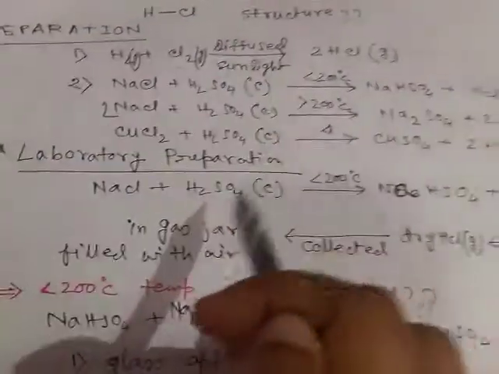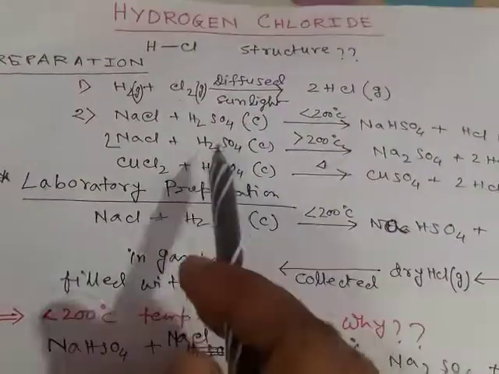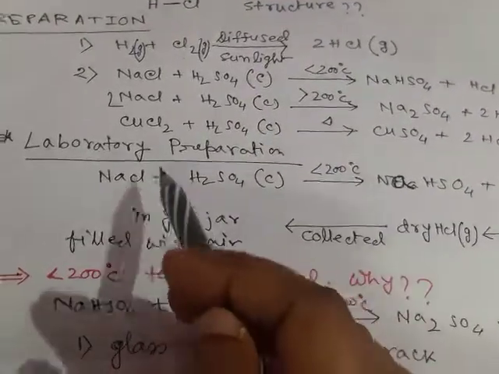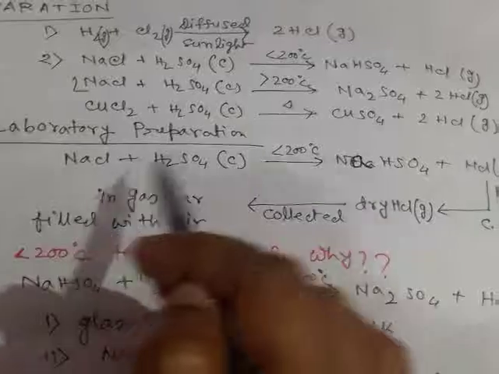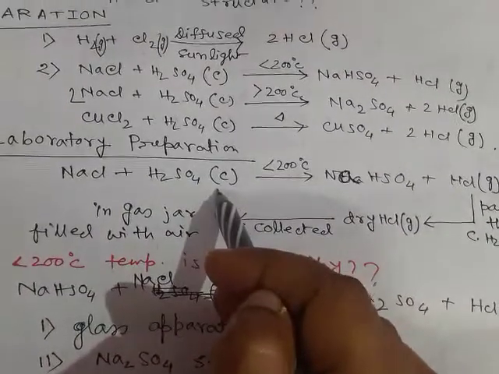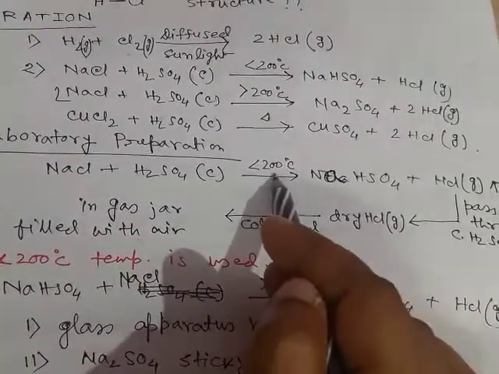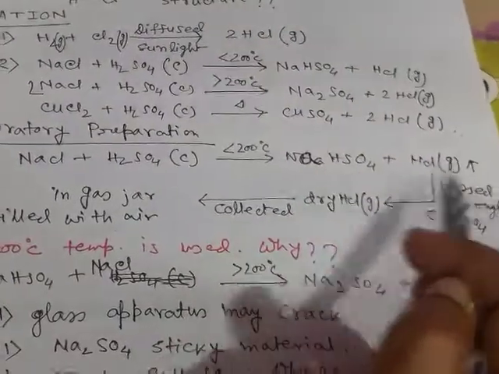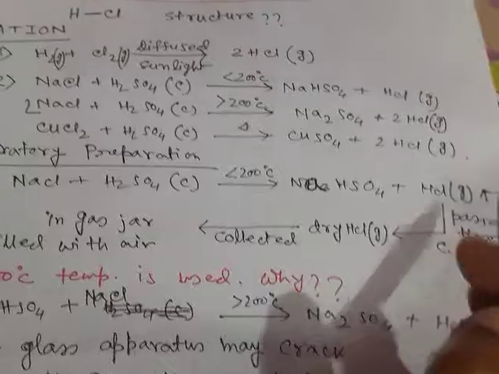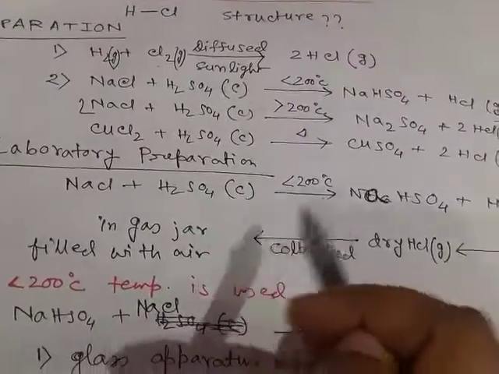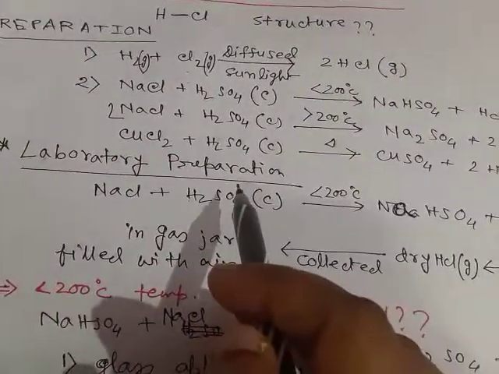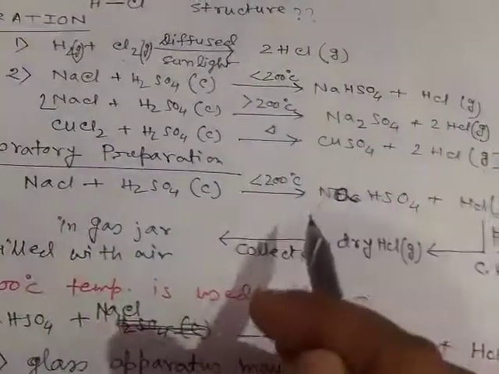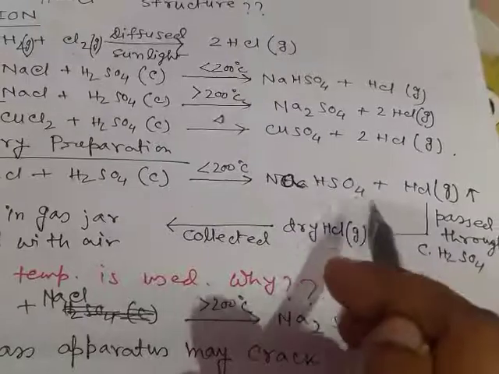Now what is the laboratory preparation of HCl? The laboratory preparation of HCl is the reaction between sodium chloride and concentrated H2SO4. When they are heated at less than 200 degrees, there will be formation of sodium bisulfate and HCl gas. I am not going into the details of this procedure here, you will study from your book. I am just giving you the outlines of this procedure.